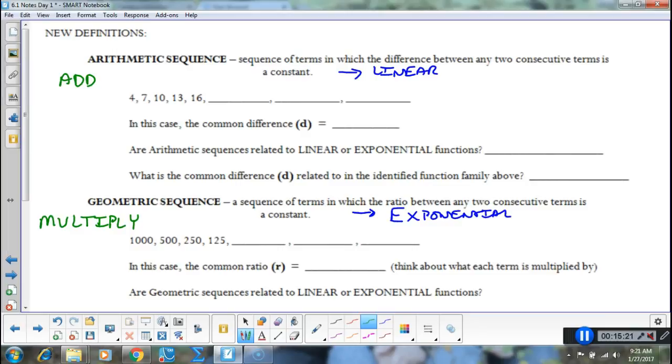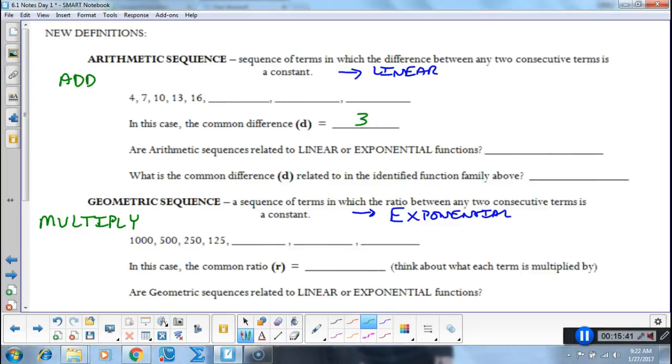In the arithmetic sequence, we're always adding. What are we adding in that sequence based off of those first 5 terms? We're adding 3. So my common difference there would be 3. Okay. Our arithmetic, we said that one already. It was linear. What is the common difference related to the identified family? Yeah, exactly. All right, so what are the next 3 terms then? 19, 22, 25. Do we agree?